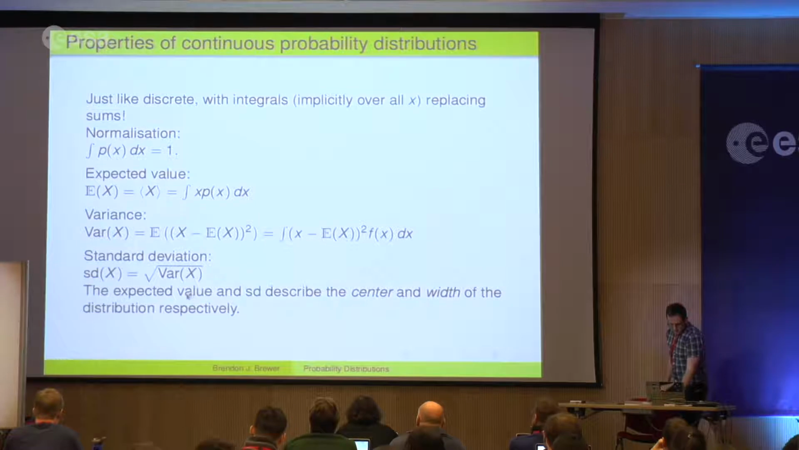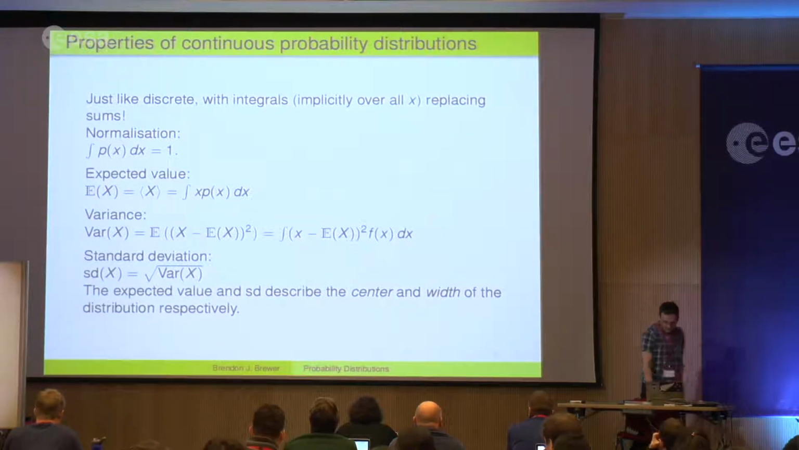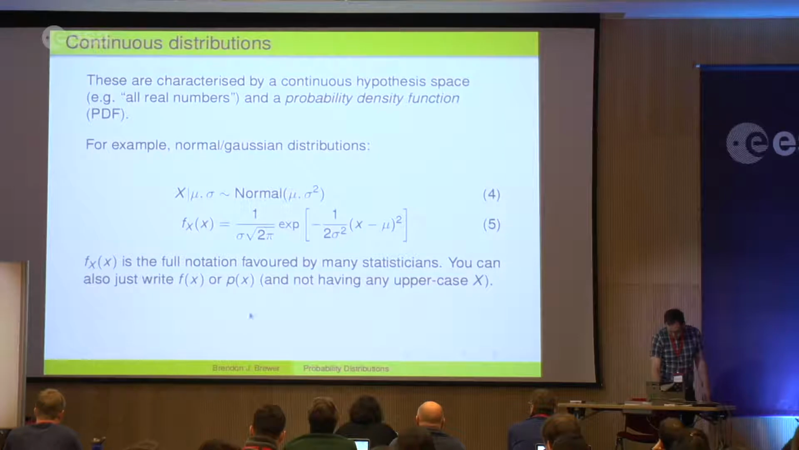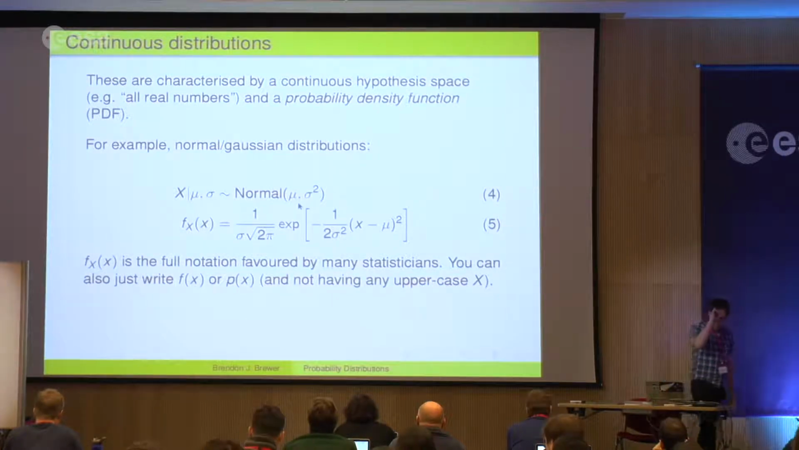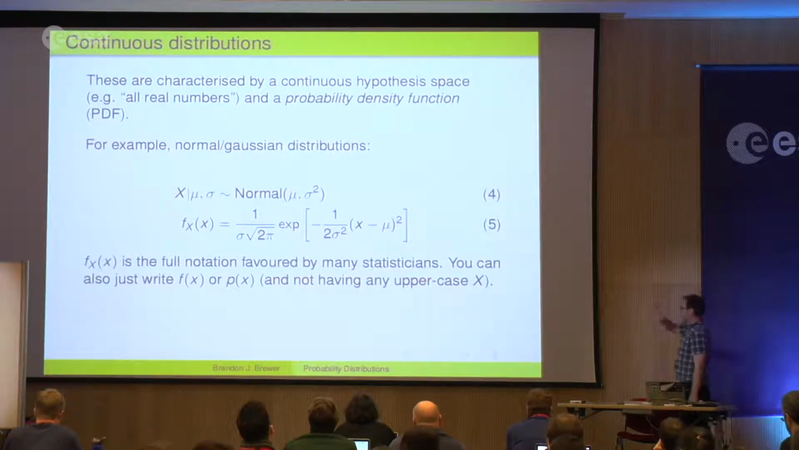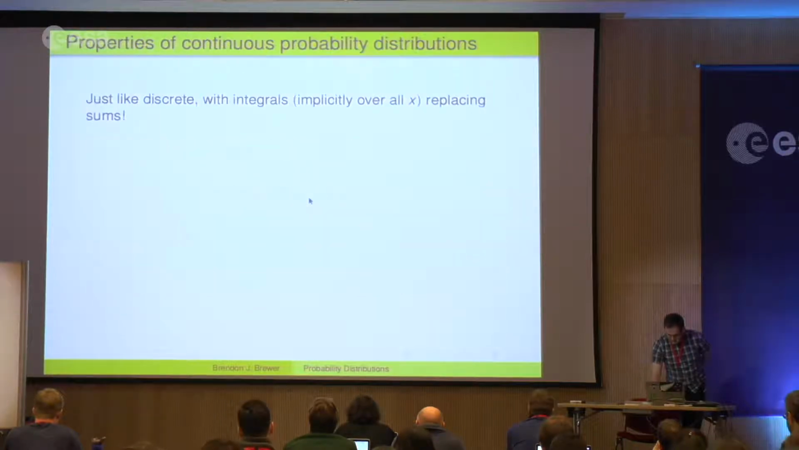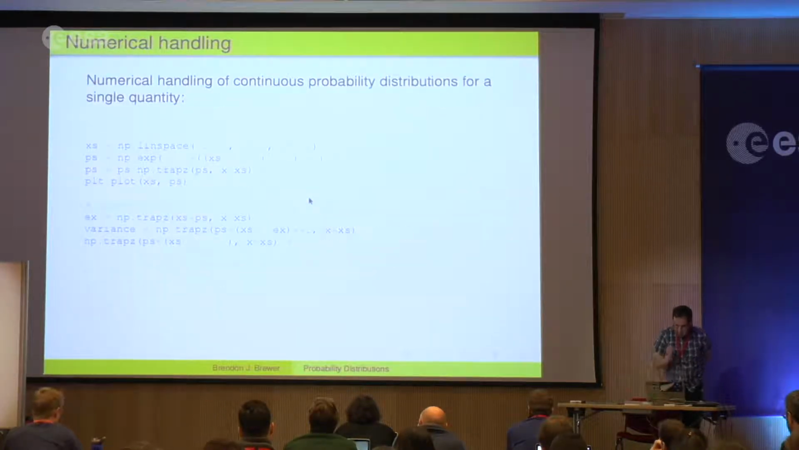And again, these have the same meanings as they did before. So the expected value is the center of the distribution, and the standard deviation is the width, or one way of formalizing those notions. And I mentioned this before, but for normal distributions, the two parameters are the mean and the standard deviation squared. So mu is the expected value. So if you chuck an x in front of here and then integrate it over the whole real line and then do some maths, you would get mu and sigma as the standard deviation. Okay.